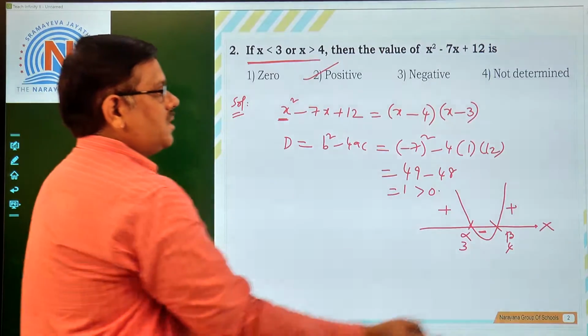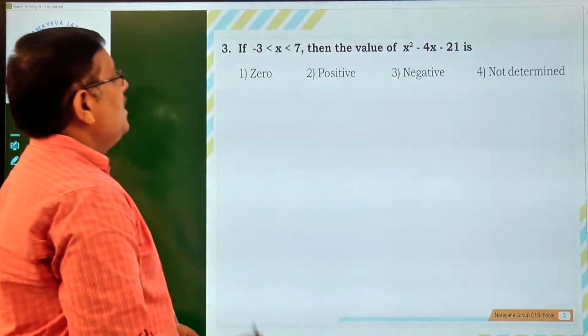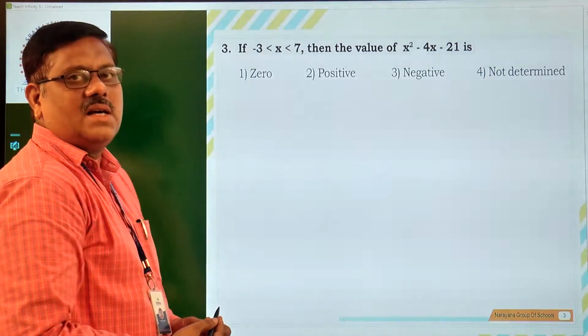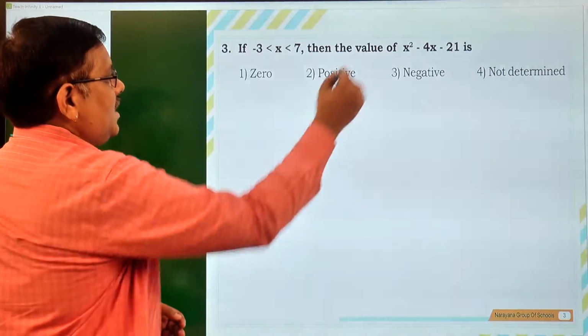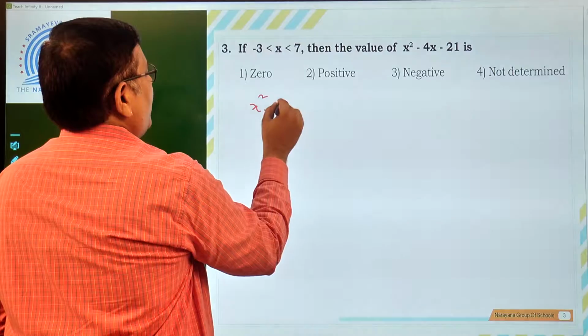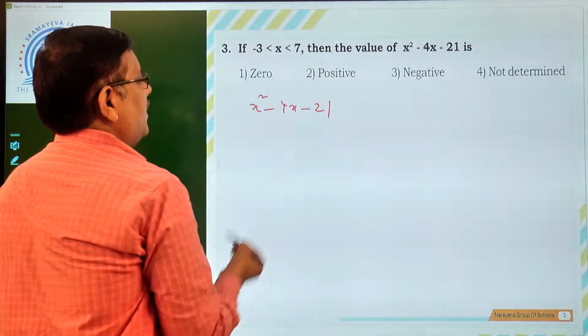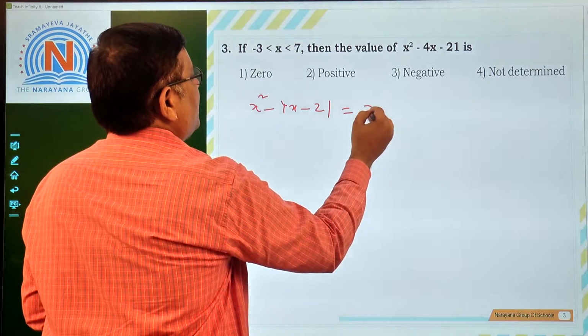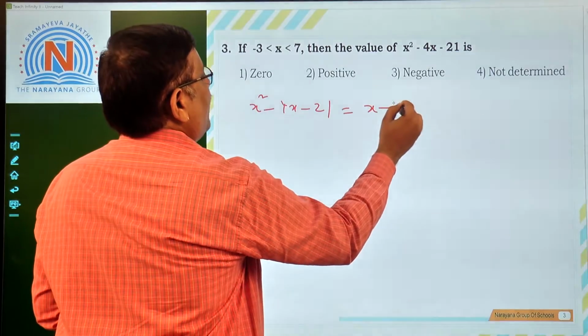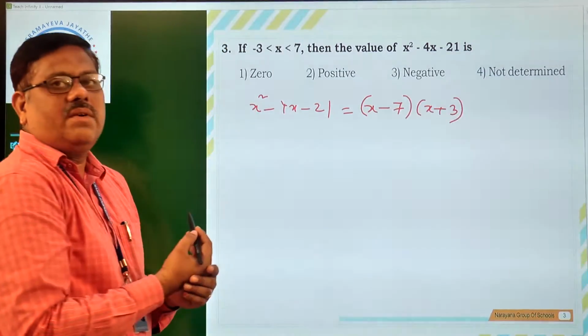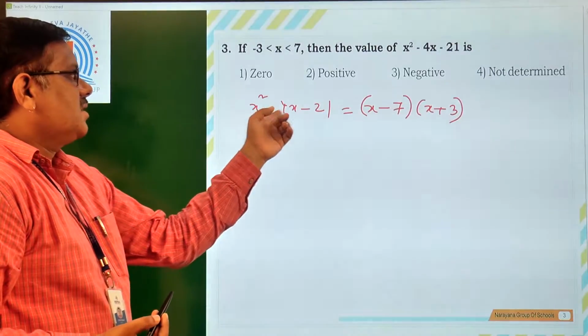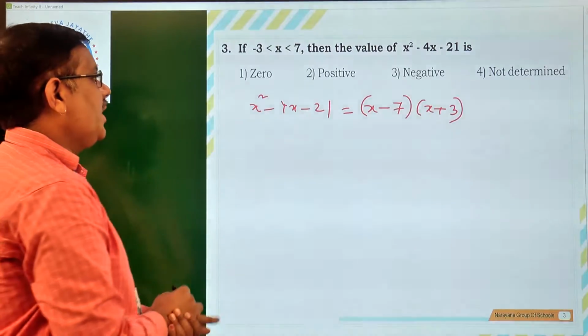Okay. Now we'll move to the next question. If minus 3 is less than x less than 7, then the value of x square minus 4x minus 21 is. Let us take x square minus 4x minus 21. That also we can factorize. It can be written as x minus 7 times x plus 3, which is nothing but x square minus 4x minus 21.